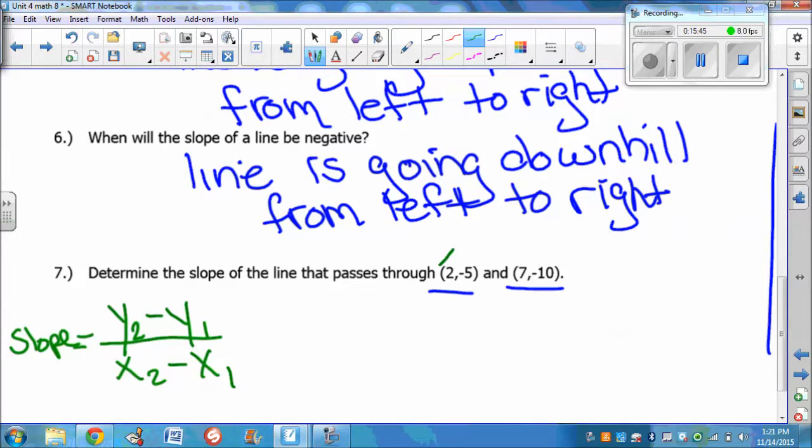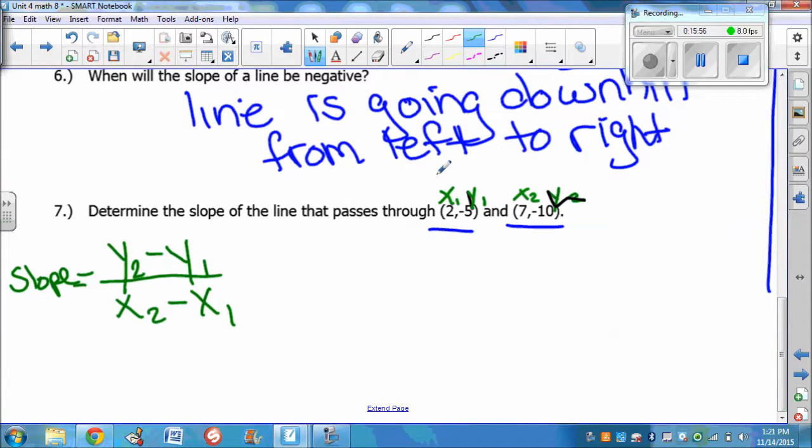So my first point, here's my x1 and there's my y1. And here's my second point, so that's my x2 and that's my y2. So let's plug those in. So my y2 minus my y1. My y2 was negative 10 minus my y1, which was negative 5. So I'm going to put a parenthesis around that negative 5. All divided by my x2 minus my x1. My x2 is 7 minus my x1, which is 2.